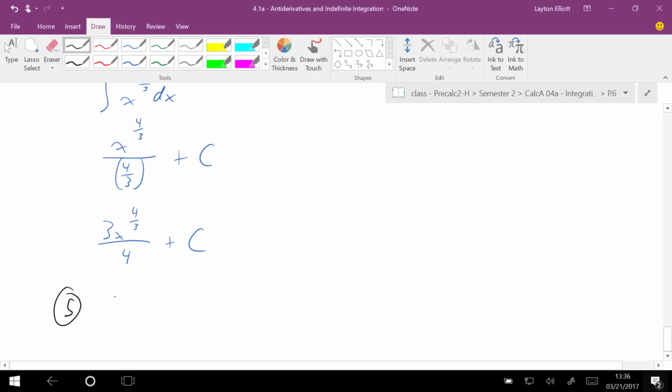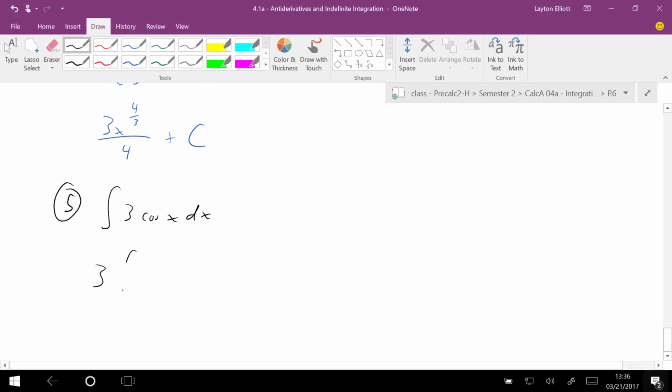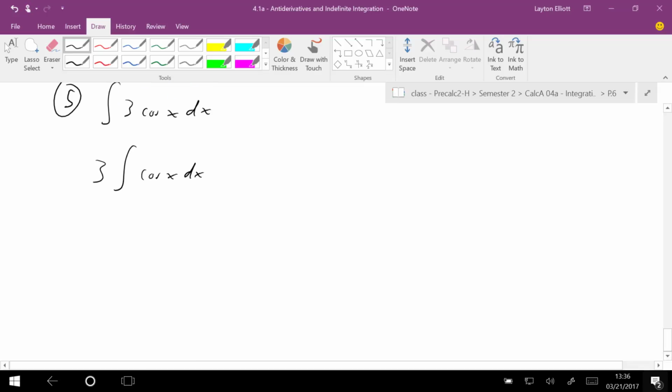5, I'm going to do the integral of 3 cosine of x dx. Constant multiplier pulls the 3 out, and I just get the integral of cosine x dx. And the antiderivative of cosine, the thing whose derivative is cosine, is sine. So this just becomes 3 sine x plus a c.